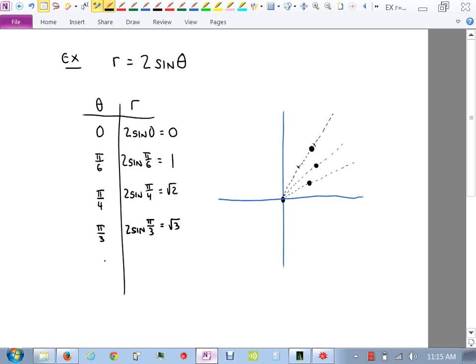And then let's do pi over 2. So 2 sine of pi over 2. Sine of pi over 2 is 1. 2 times 1 is 2. So we'd be up at 2 here. If that's 1, then that would be 2. So we're aiming straight up. We walk out 2. Make sense?